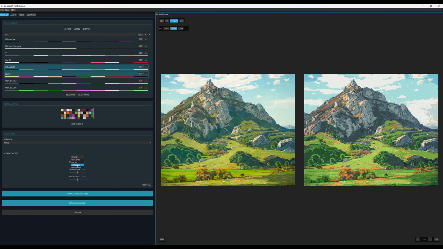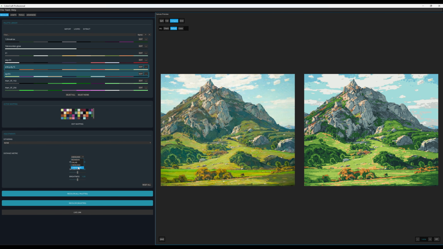CIEDE2000 is the most perceptually accurate metric. It's the industry standard, used in print and color science, with correction factors for hue, chroma, and lightness interactions that other metrics miss. Slowest of the four, but produces the most human-eye-accurate results. Worth it for palettes with subtle color differences.